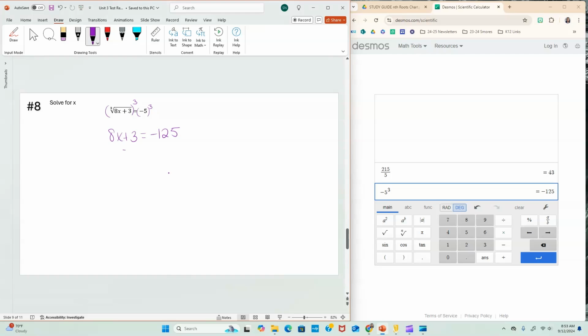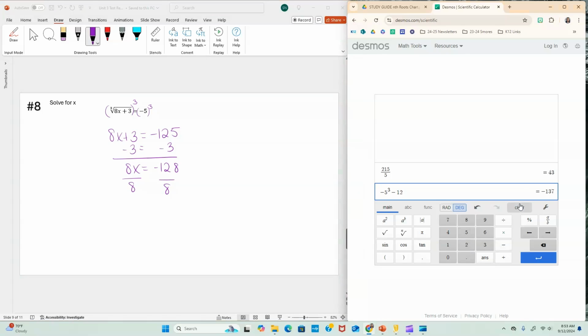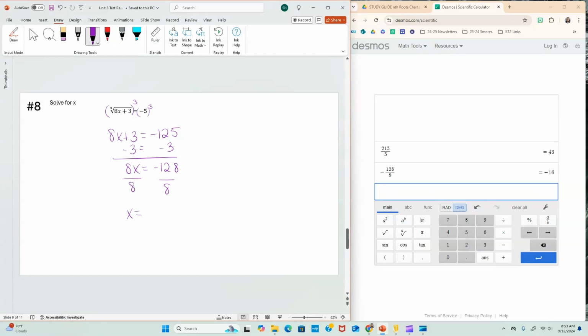Now to solve for x, I just need to go ahead and subtract 3 from both sides. When I subtract 3 from both sides, I get 8x equals -128. Now I need to divide both sides by 8. And I can do -128 divided by 8, and that gives me negative 16. So x is equal to negative 16.